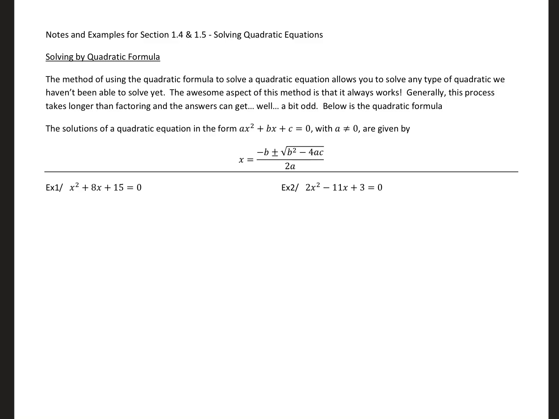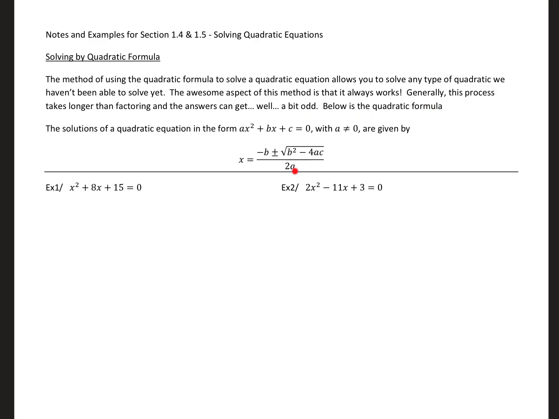Hello everybody. In this video I'm going to cover the last way to solve quadratic equations we will cover in this course, the quadratic formula. The method of using the quadratic formula allows you to solve any type of quadratic we haven't been able to solve yet. The awesome aspect of this method is that it always works. Generally, this process takes a little longer than factoring, and the answers can get a bit odd.